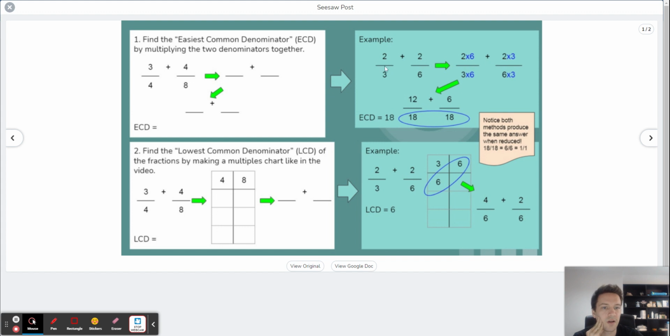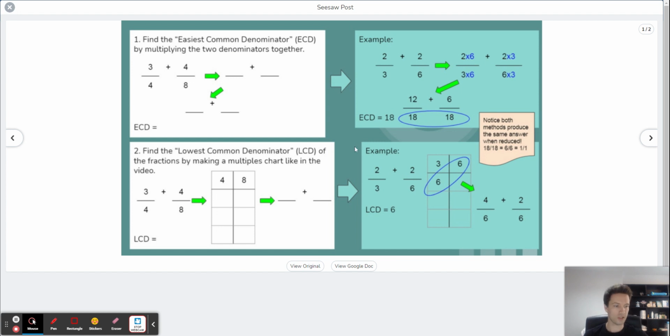So here we have 2/3 plus 2/6. So we just multiply the 3 by 6 and the 6 by 3. On both sides we get 18. So as long as we multiply both parts of each fraction by the same number, we'll get a nice new fraction with a nice common denominator. And our easiest common denominator, the ECD, is the number on the bottom.